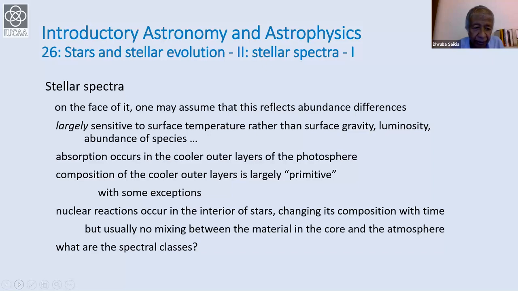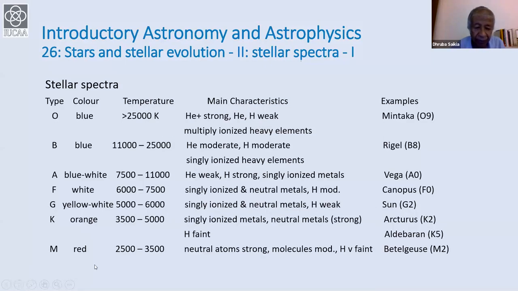In any given star, nuclear reactions occur in the interiors of stars. So the composition in the interior is changing with time. So given what we have done so far, I will just summarize the different spectral classes. The names of the types originated historically and have no specific astronomical significance.